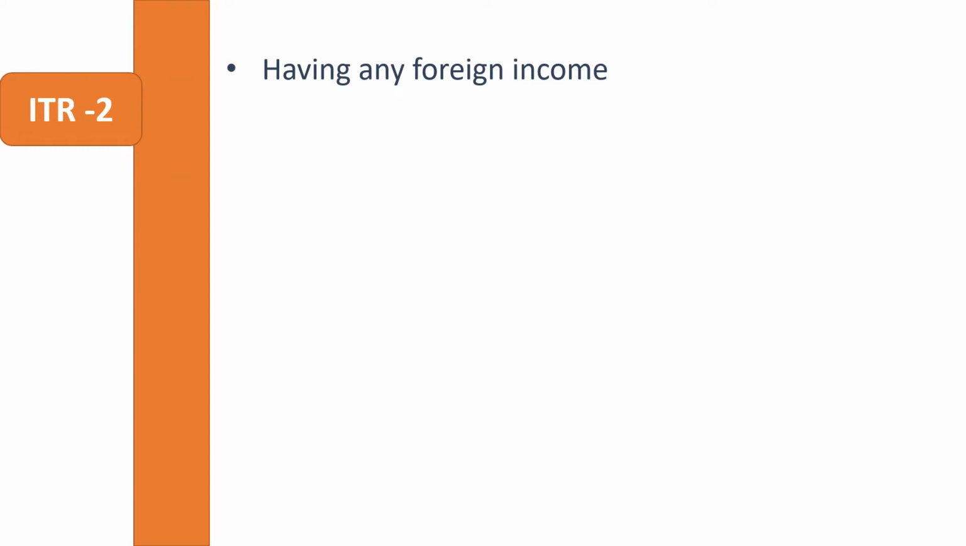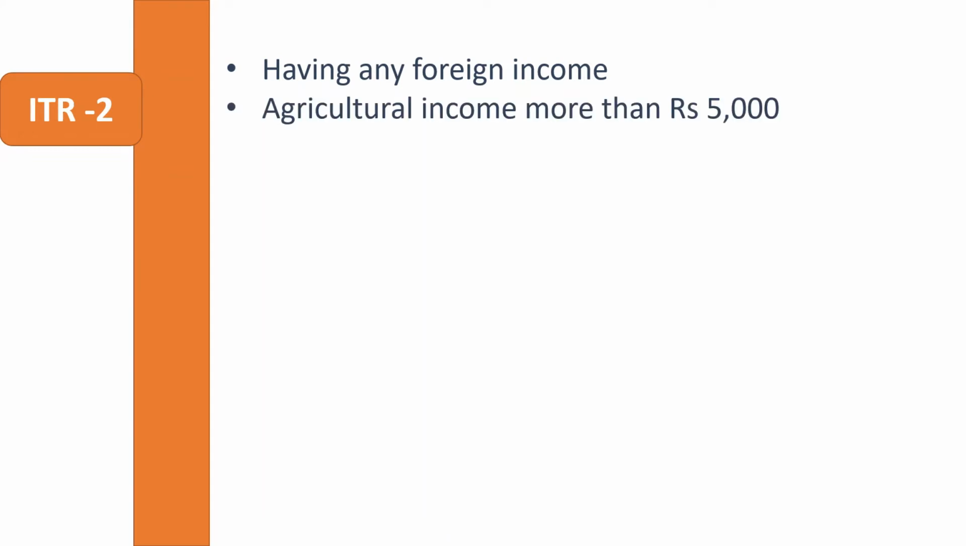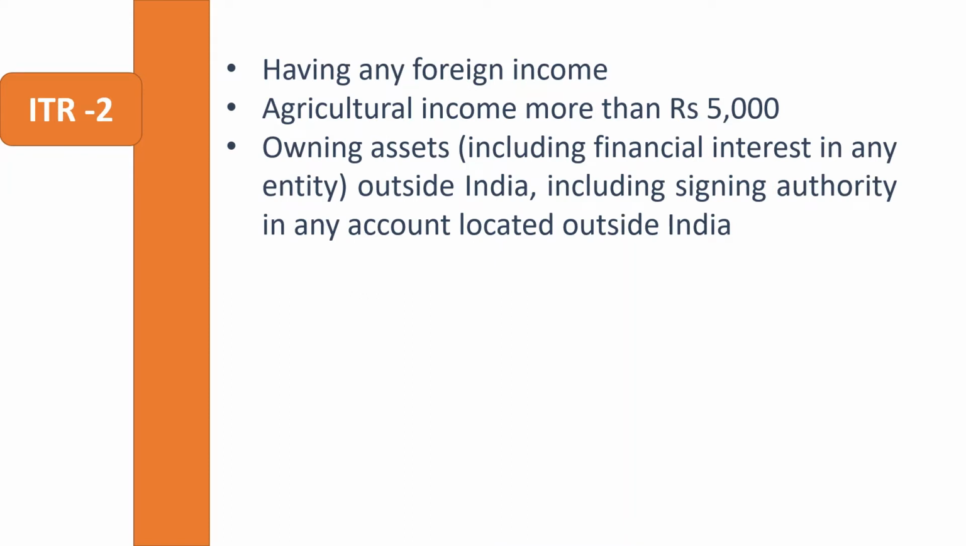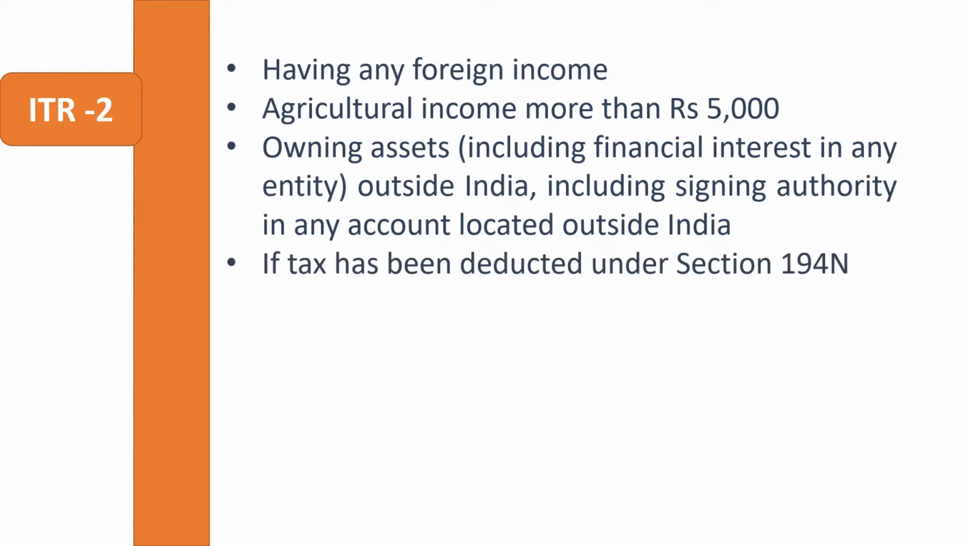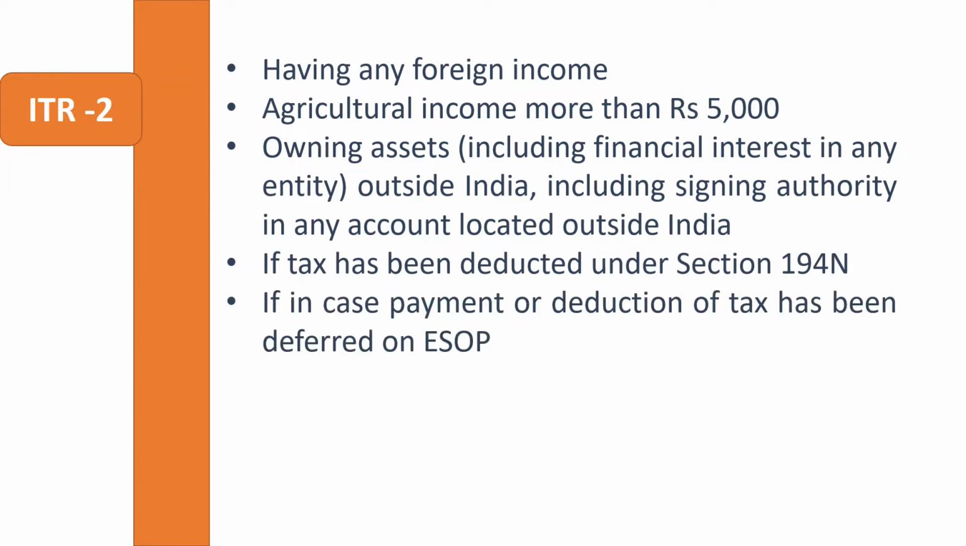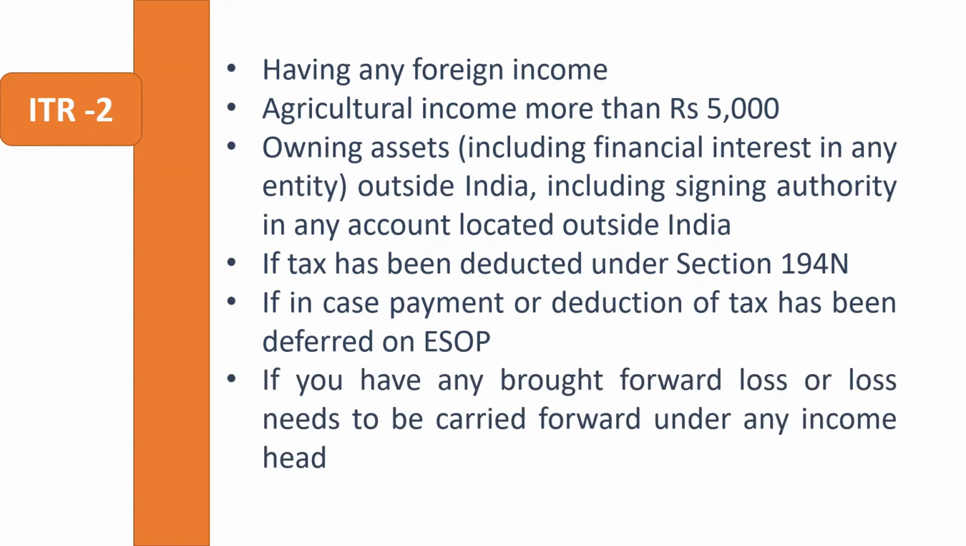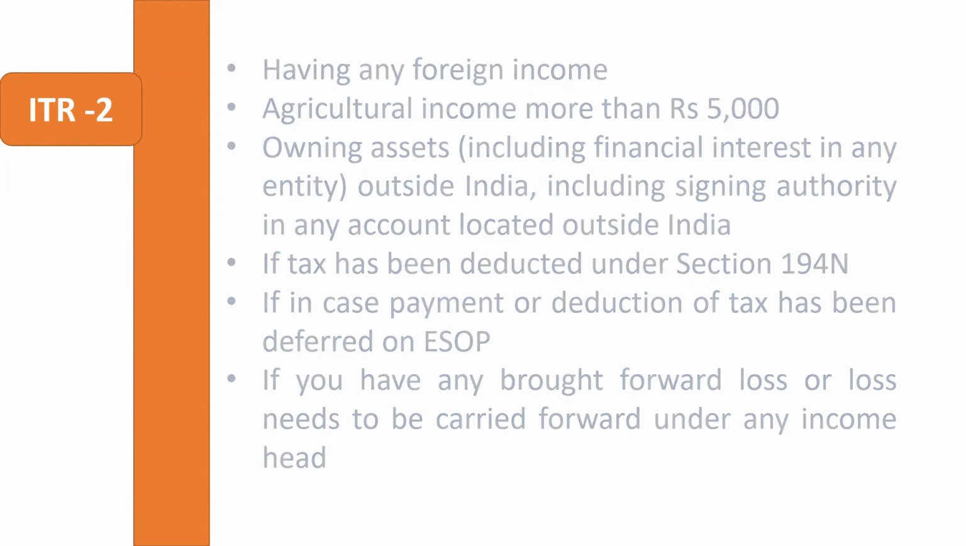Now, having any foreign income, agricultural income more than rupees 5,000, owning assets including financial interest in any entity outside India, including signing authority in any account located outside India, if tax has been deducted under section 194N, if payment or deduction of tax has been deferred on ESOP, if you have any brought forward loss or loss needs to be carried forward under any income head.